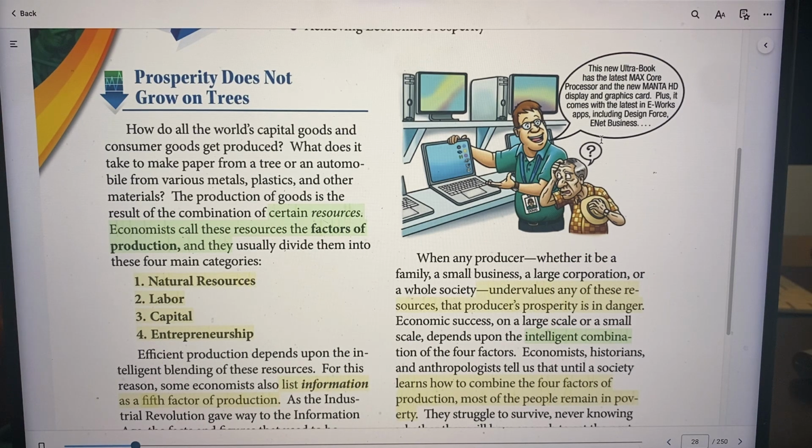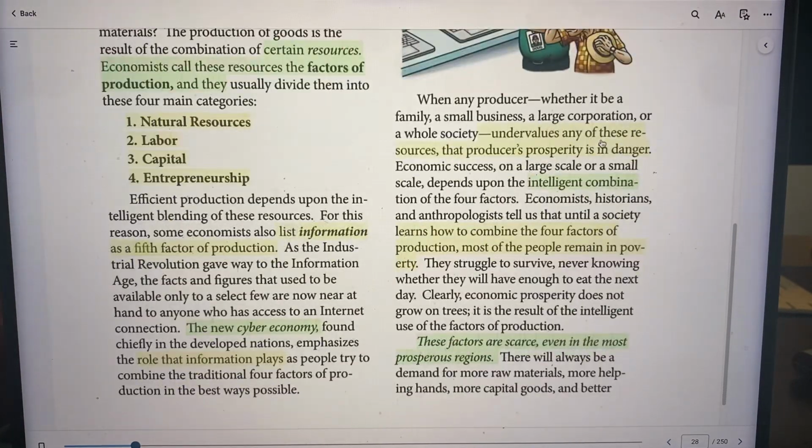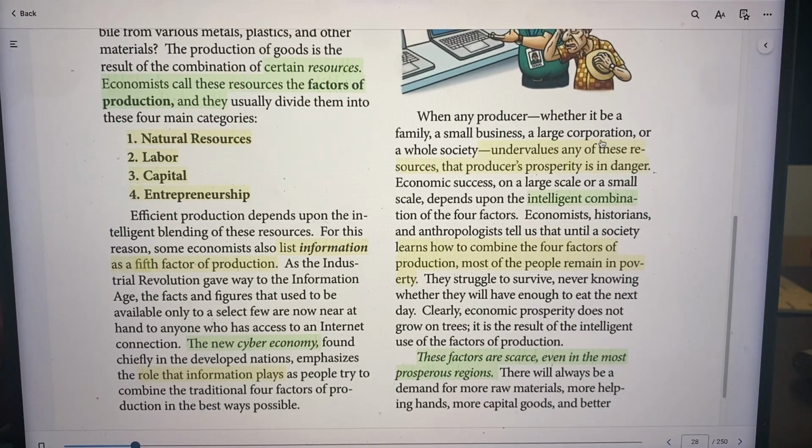So the demand for goods. Let's go up here. The demand for goods tends to outrun the supply. We know that. And so some lack natural resources. Maybe they lack crops, or they don't have a forest, or don't have water, or they don't have enough capital. So you have to have all four of these things.